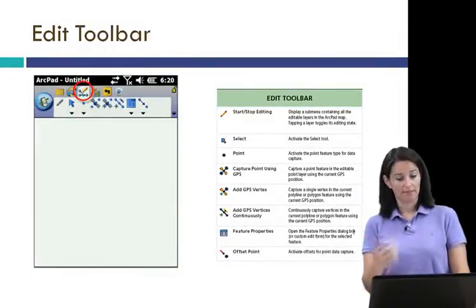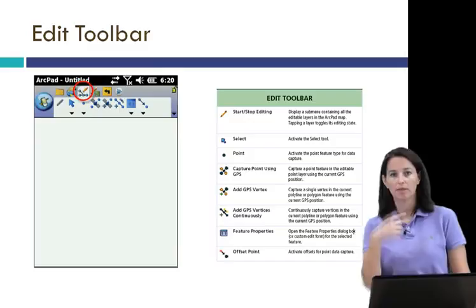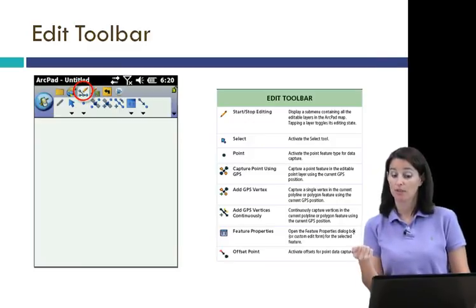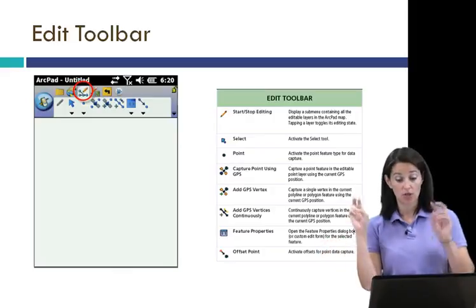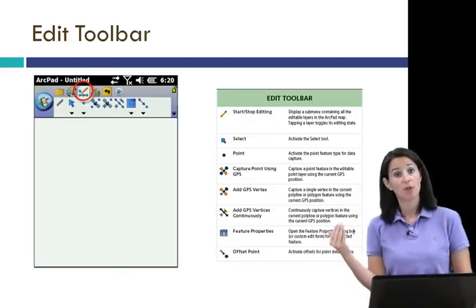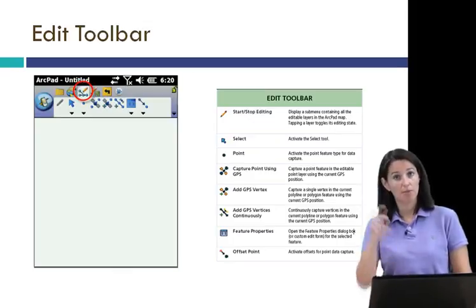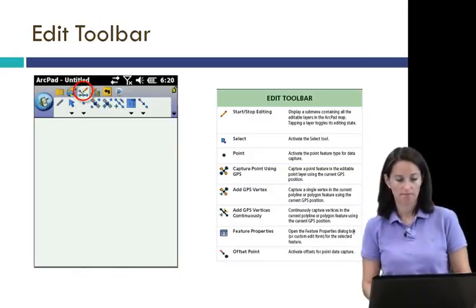Start stop editing. Select. Point. This is also like that point is where you would tap to get your polyline or polygon. And then you have capture point using GPS. The next one is add a GPS vertex. Then add GPS vertices continuously, also known as streaming. Then you have your feature's property and your offset point, which if you tap on the little drop down underneath offset point, you get other kind of advanced editing features.